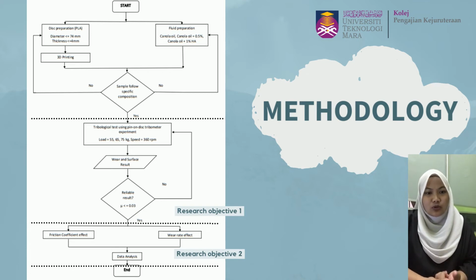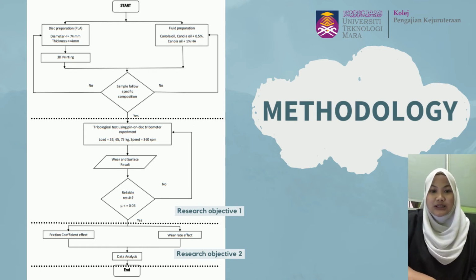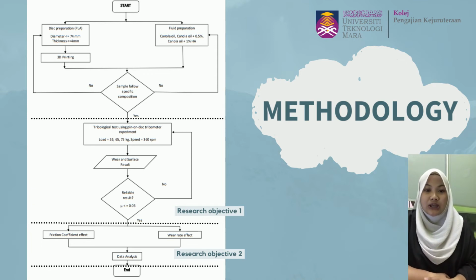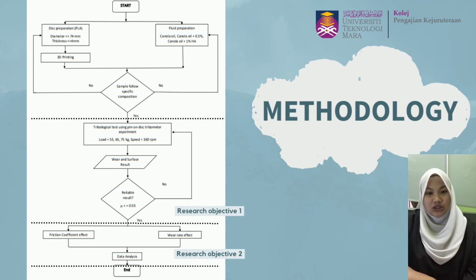Next, the experiment also needs a metal pin to be prepared. The pin will be cut using an abrasive cutter and needs to undergo the grinding process to have a smooth mirror-like surface. Lastly, the important thing in the experiment is the sample preparation. The fluid will be prepared carefully in the lab by using the canola oil with different concentrations of hyaluronic acid.